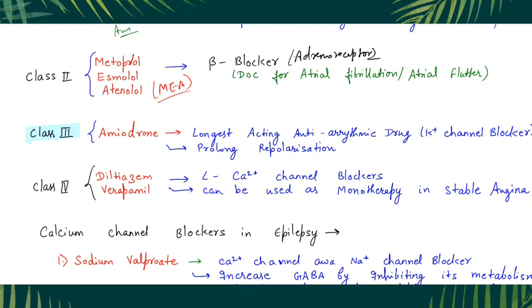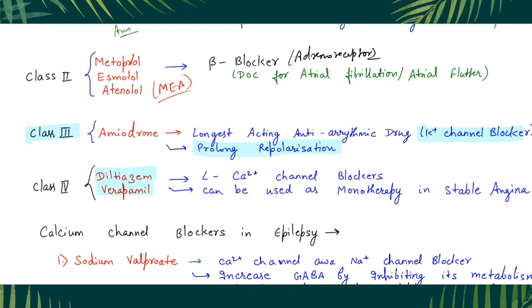They are potassium channel blockers. Who are the potassium channel blockers? Class 3. And what is the mechanism of action? They prolong the repolarization. So remember amiodarone. Class 4 is diltiazem and verapamil, which are L-type calcium channel blockers.